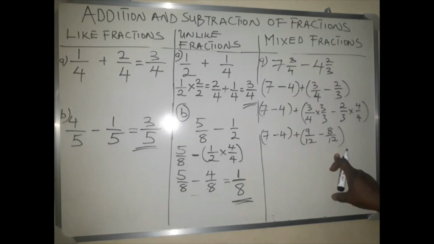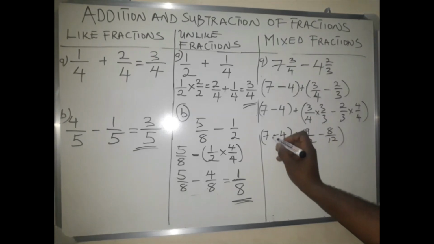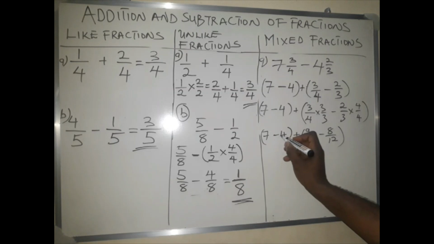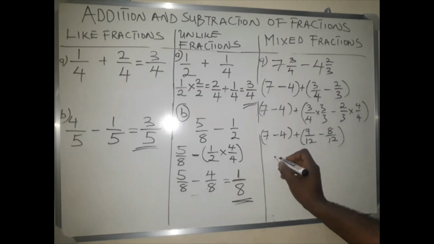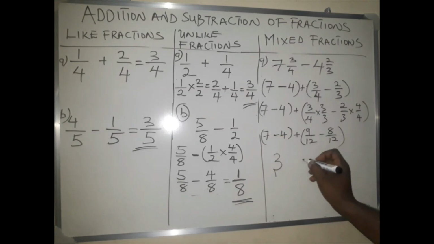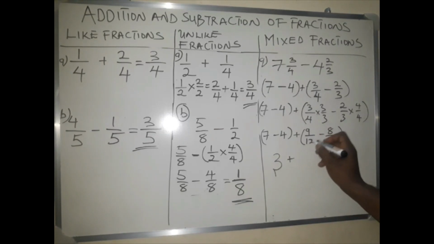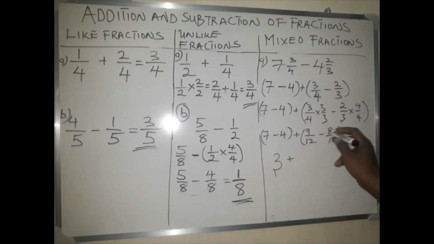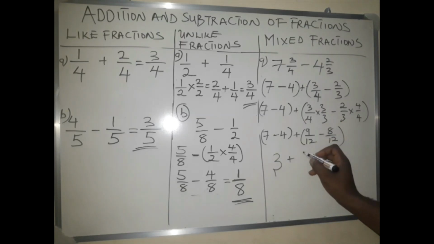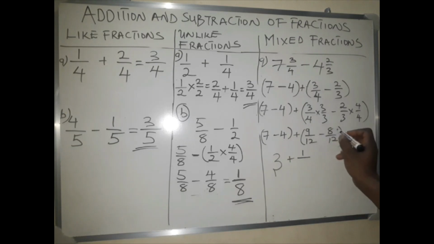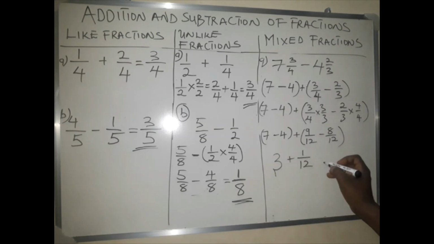And you can see now they are also what? Now like fractions. So now I can subtract 4 from 7 to have 3. And then I'll say 9 all over 12 minus 8 over 12. They are like fractions, so I only subtract the numerator, which will give me 1, 9 minus 8 is 1. Then out of these two, I'll only choose one denominator, which is 12. So adding 3 plus 1 over 12 will now give me 3 whole number 1 over 12, which will now be the final answer.